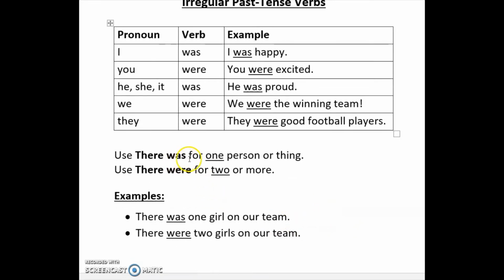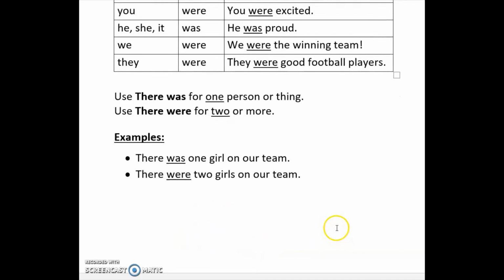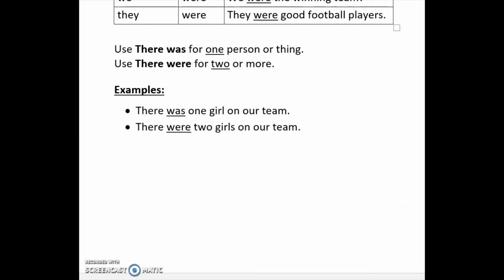Anyway, there was for one person. There were for two or more persons or things. Okay, examples. There was one girl on our team. There were 2 girls on our team. 2 or more gets were. Okay, let's do some examples.